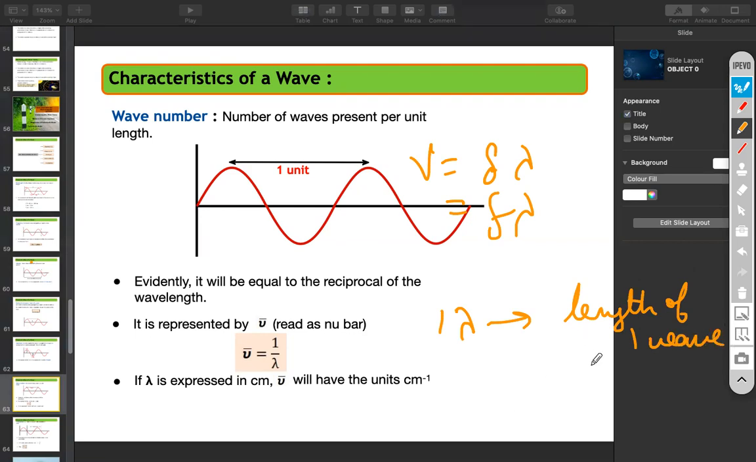Okay, so let's say it is coming out to be 3 meter. We are asking about wave number, so per unit length, how many waves are present? One wave has 3 meter length. So in 1 meter, 1 by 3 waves are present. Got it?